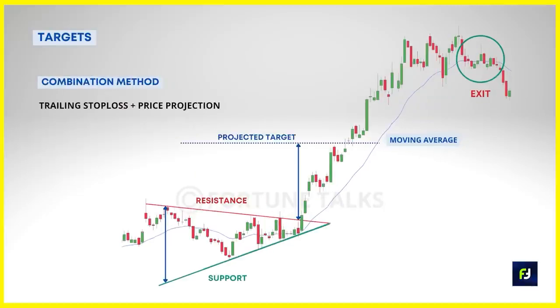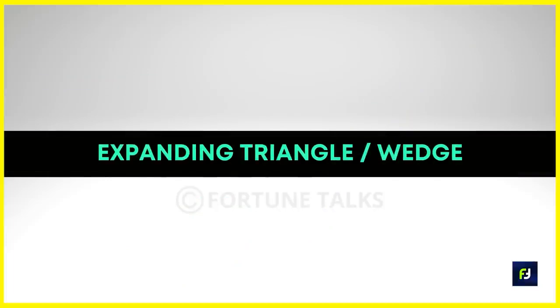A more robust technique is to make a trailing stop loss and price projection combo. That is, you combine both these techniques. This means if the market moves in your favor but has not reached your price projection level, you can use the moving average to lock in your profits. So even if there is a sudden reversal, you still protect what you have and do not give everything back to the market. Moving on to the second category of neutral patterns.